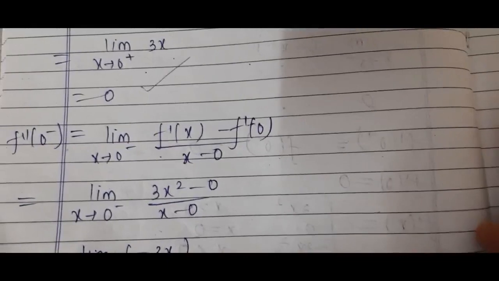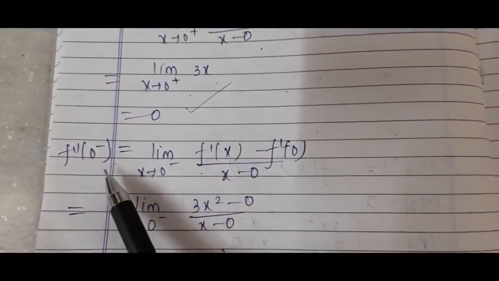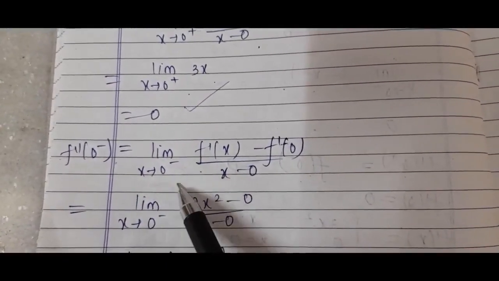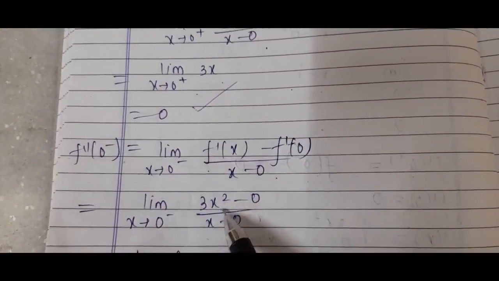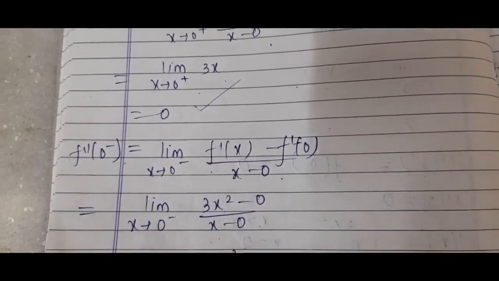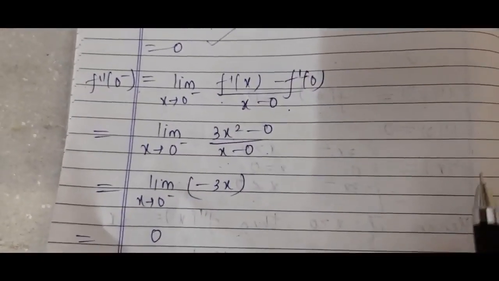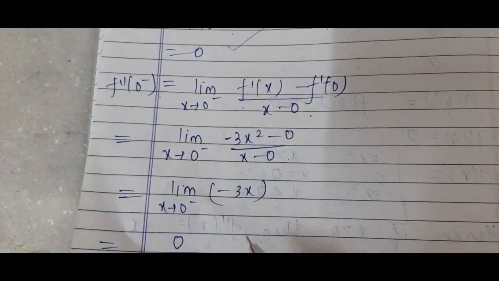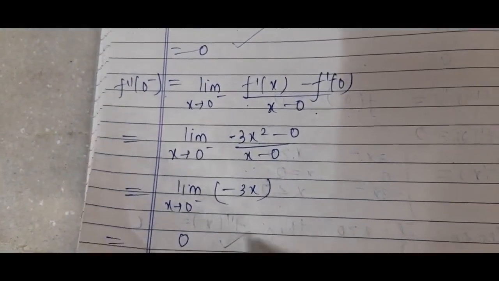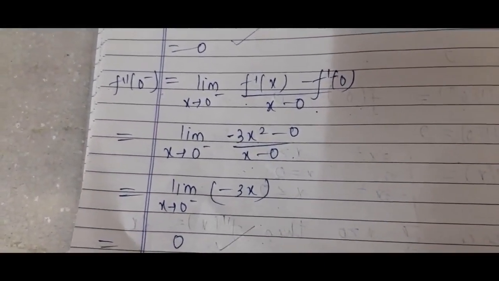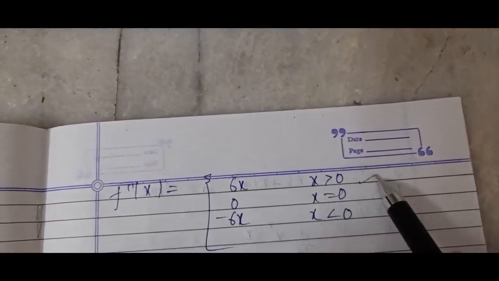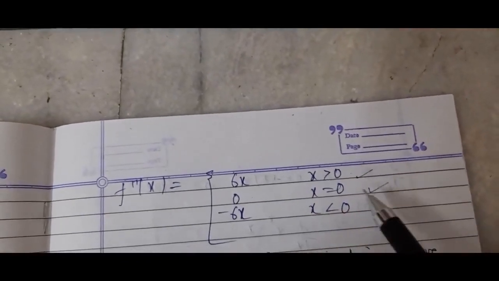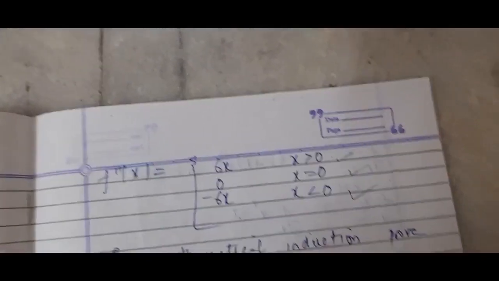Now the LHL value of the double derivative will be limit x tends to 0, f dash of x minus f dash of 0 upon x minus 0, which is 3x square minus 0 upon x minus 0, which is 3x. The limit as x tends to 0 will give value 0, and at point 0 it is 0. So the double derivative value will be 6x when x is greater than 0, 0 when x is equal to 0, and minus 6x when x is less than 0.